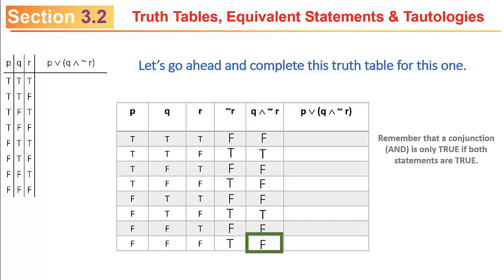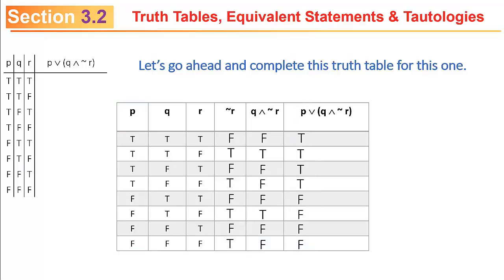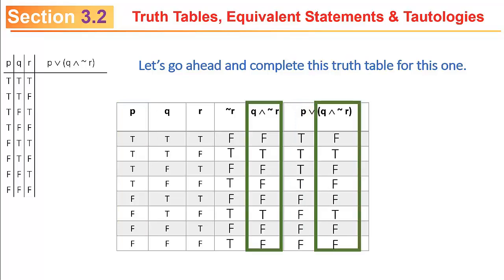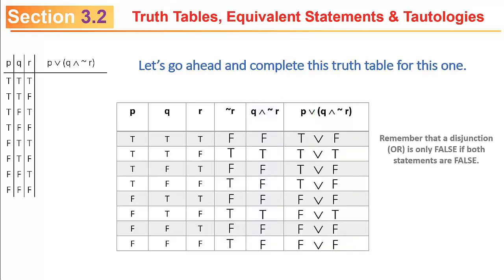Finally, I move to the last column, and notice I have a P there, so I'll go back to the original P column on the far left and move it over under the P. Then I notice I have a Q and not R column, and I can move it underneath the corresponding statement. And then I notice there is an OR symbol between them. And remember, for an OR, it's only false if they're both false.